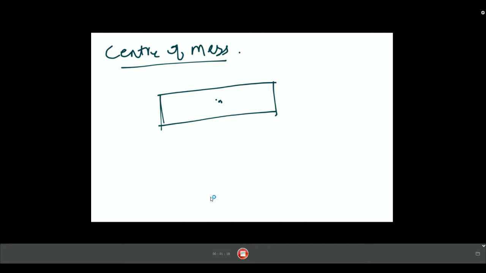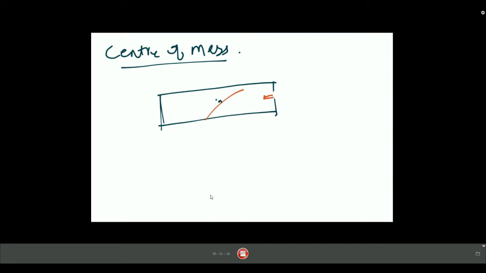But if I apply a force over here, then that's going to be different. It will slide off. Like if I use a pen, the pen will slide off and the paper will fall down. So that's not the center of mass.